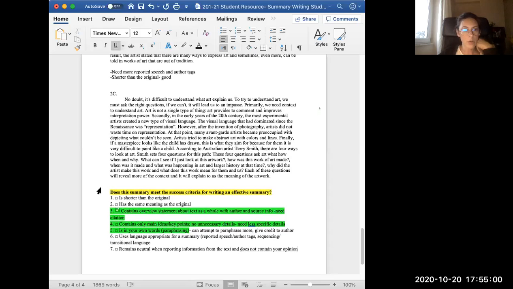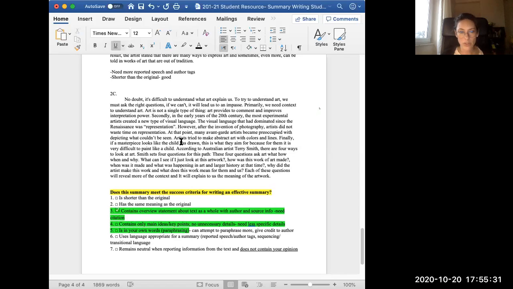All right, so it's shorter than the original, so this is a good thing. As far as number 2, has the same meaning as the original, I think we can say yes, they kept the main ideas. However, as you said, those main ideas kind of get lost in all of the specific details that they transferred into the summary.